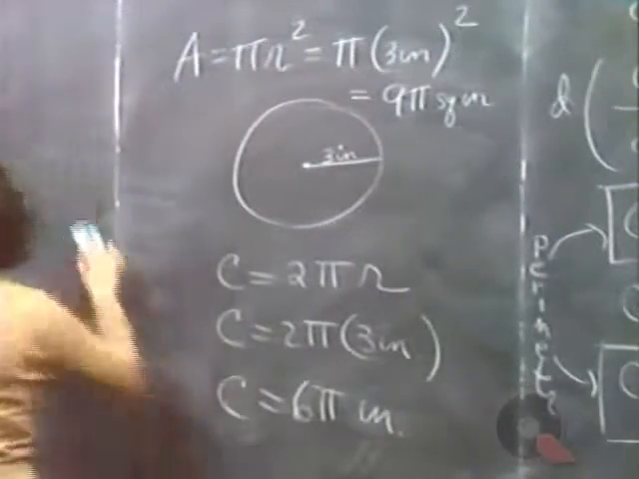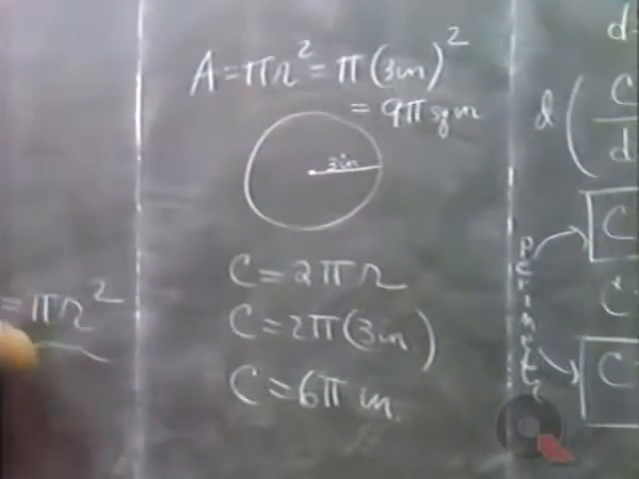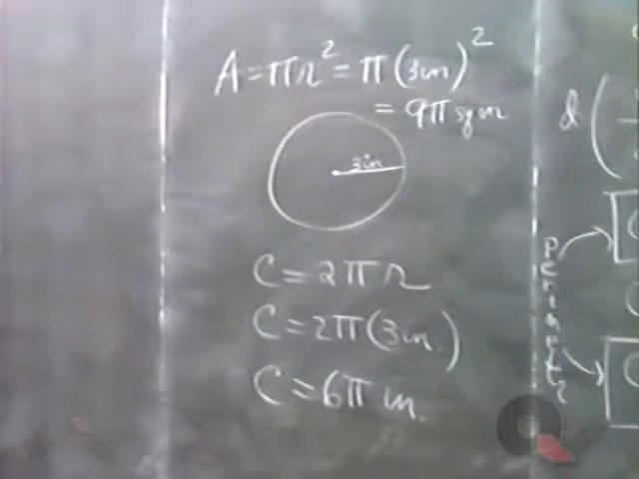Now, sometimes we have reason to want to find the area, not of an entire circle, but rather of just a portion of the circle.